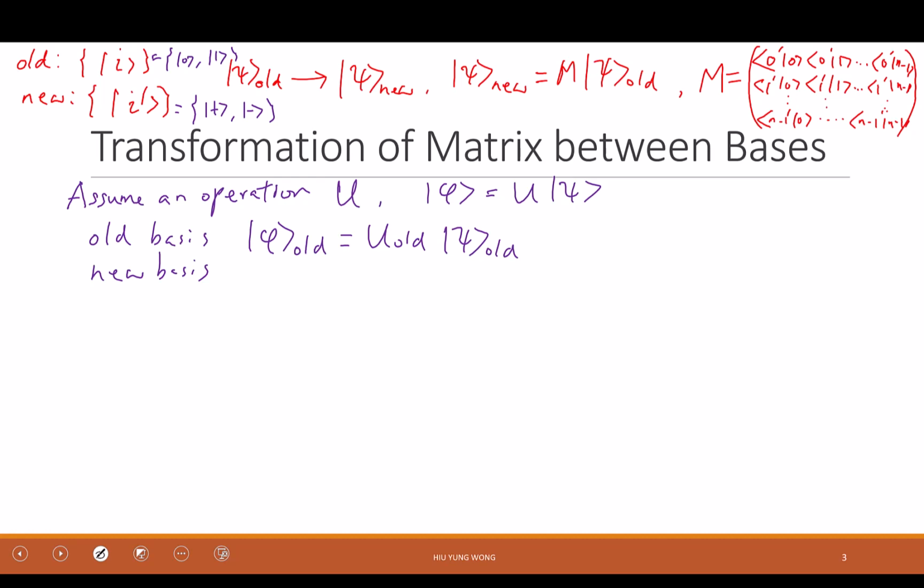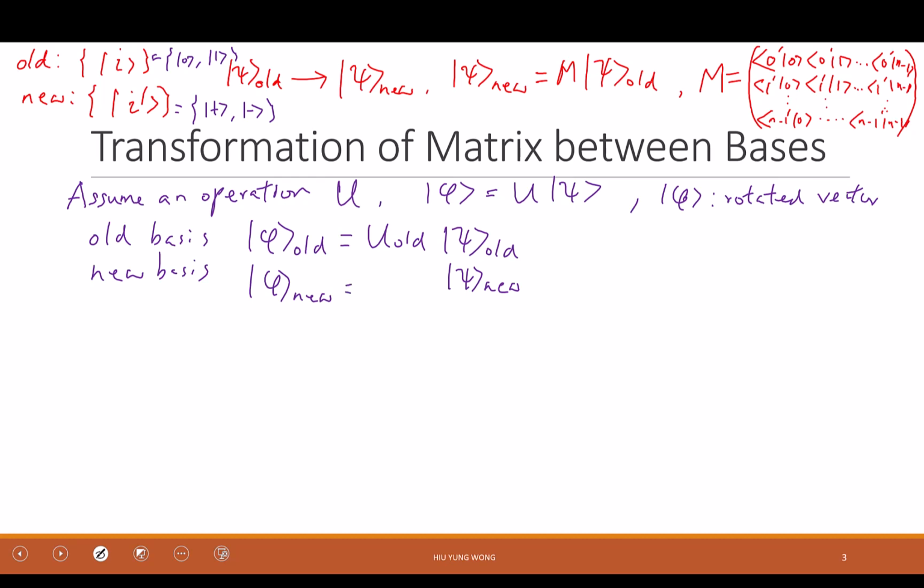So my question is, in the new basis, of course, I would have my representation of the same vector in the new basis. I also have the representation of the same rotated vector. This is the rotated vector, so phi is the rotated one.